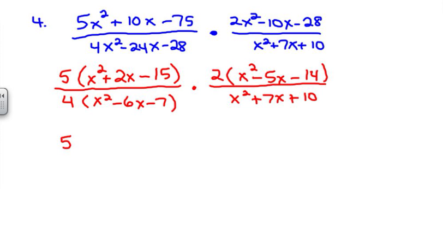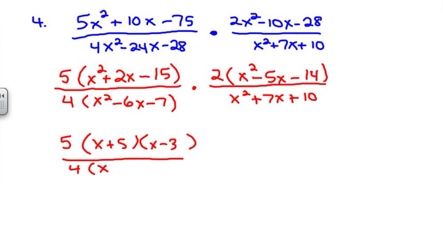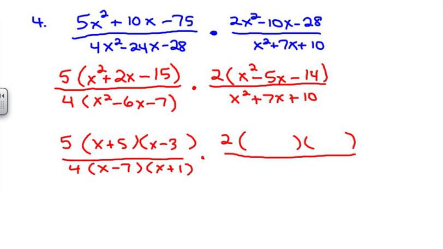So bring down GCF. Factors of negative 15 that add to give you 2 are plus 5, minus 3. Factors of negative 7 that add to give you negative 6 are negative 7 and positive 1. Factors of negative 14 that add to give you negative 5 are negative 7, positive 2. And then factors of 10 that add to give you 7 are positive 5 and positive 2.